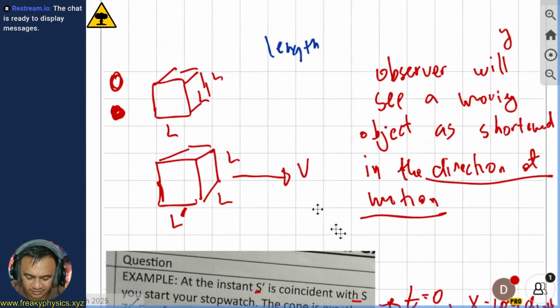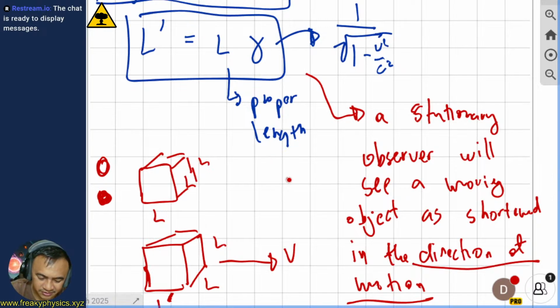Let's see. Is there anything I need to correct here? Yes, there is. I'll just need to correct this part. Okay. So that's length contraction. So again, equation wise, pretty straightforward. You just need to know which one is which, right? Okay, let's get on with another problem. This time it's about, let's do that at the end.